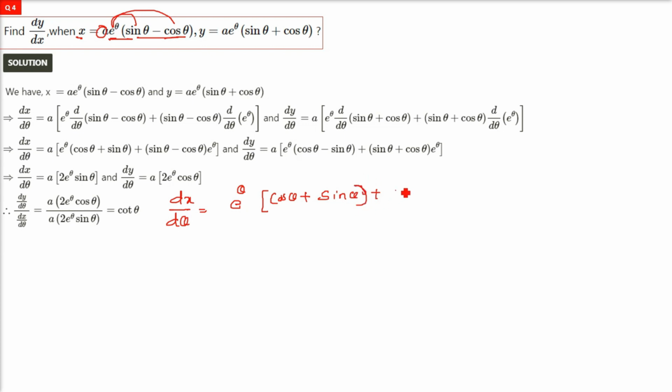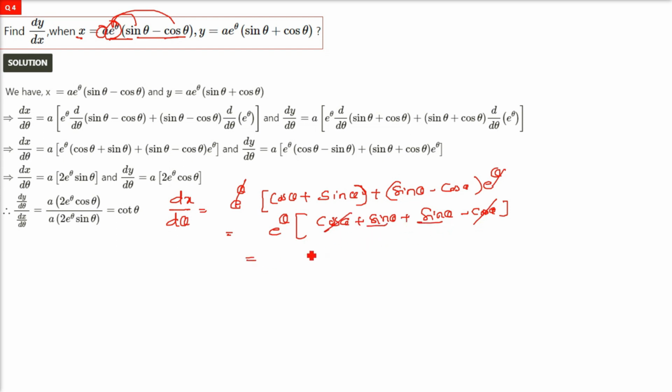Plus, now sin theta minus cos theta and e to the power theta will be e to the power theta only. This is the product rule I have employed. So can we resolve it? Yes, absolutely. When you take e to the power theta common, what will you get inside? You'll get cos theta plus sin theta minus cos theta. This cos theta can be cancelled out, so sin theta becomes twice sin theta. So you get 2 sin theta and here you get e to the power theta. This is your first term.